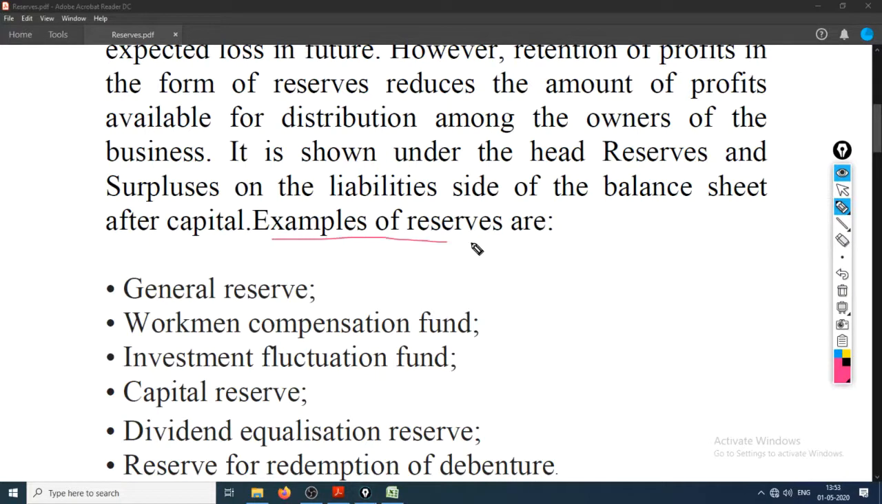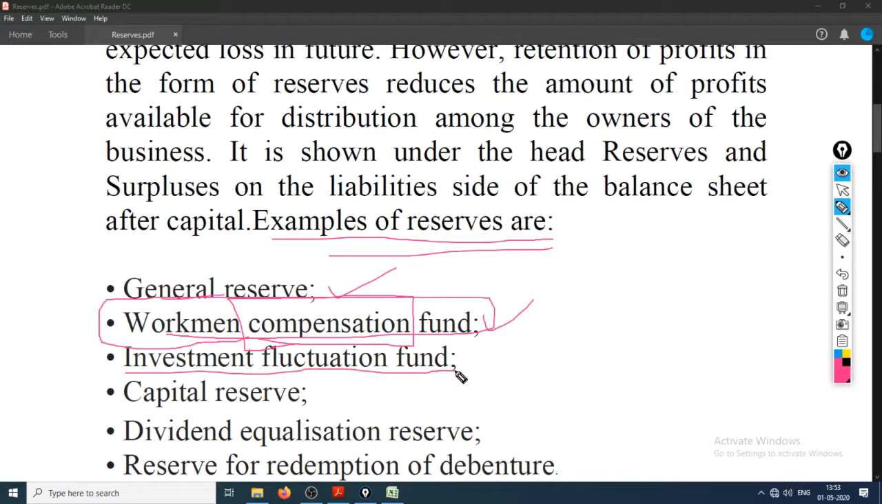What are the different types of examples of reserves? General reserve, that is general in nature. Workman compensation fund. Suppose in future there might be a labor strike and you have to pay them compensation for their demands. Hence most companies create this reserve.